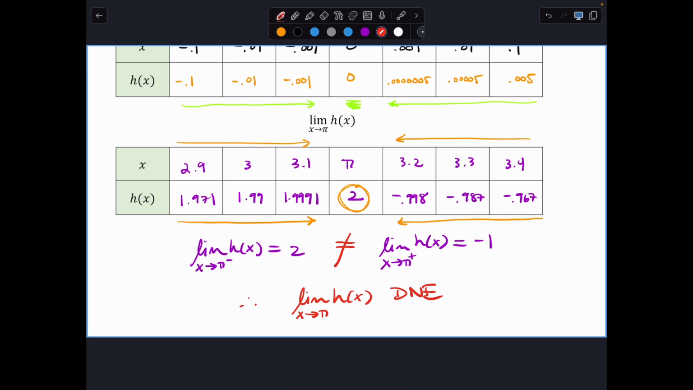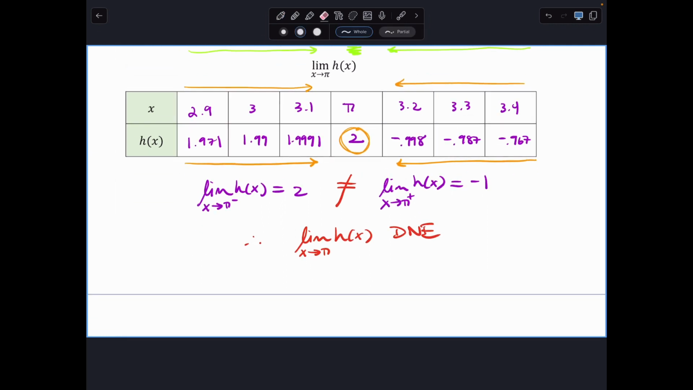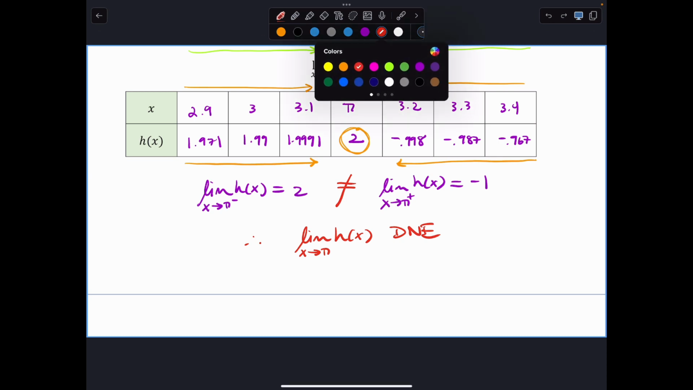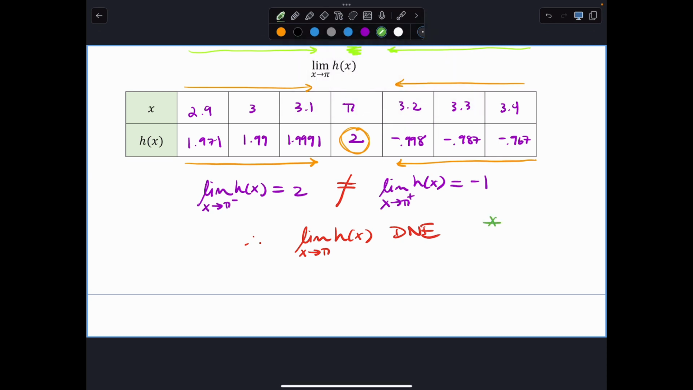And if you look at the graph, the one-sided limits both exist, but they're not equal to each other. And if we look at the graph, what happens at x equals pi? There is a jump. Which is what type of discontinuity? Right, so there is a jump in the graph at x equals pi, which again is a non-removable discontinuity.